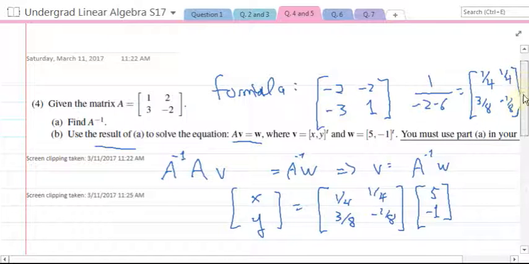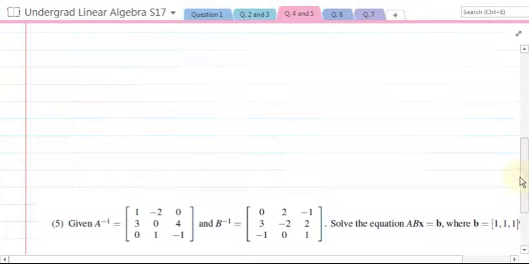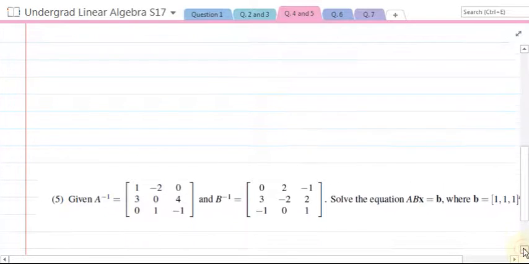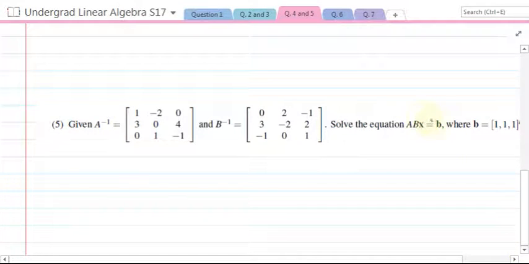So let's look at question 5. Question 5 says, given A inverse and B inverse, solve the equation ABX equals B. Now, you think that this is the same type of problem, that you're just using a matrix inverse to solve the equation. There's one wrinkle, however. ABX equals B. Now, if I use this same idea to try to get rid of the A and B on this side, notice that if I multiply by B inverse here, it's not going to work.